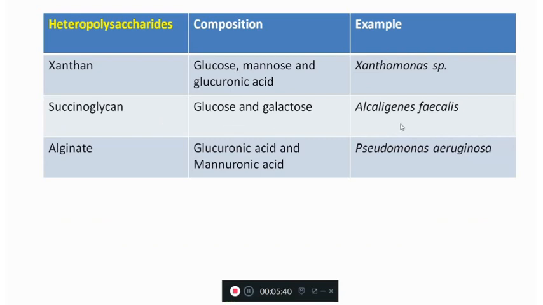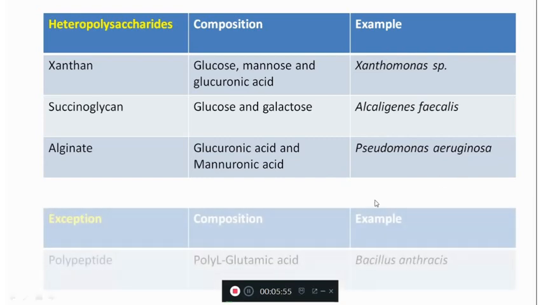It can be found in the capsules of Alkaligenes faecalis. And alginic acid or alginate, made up of glucuronic acid and mannuronic acid, is a composition of Pseudomonas aeruginosa capsules.